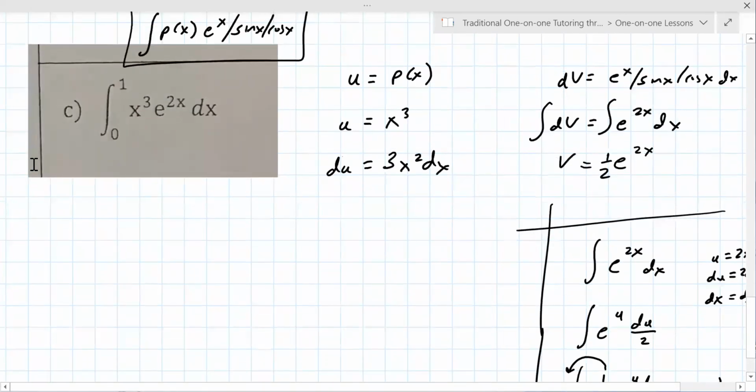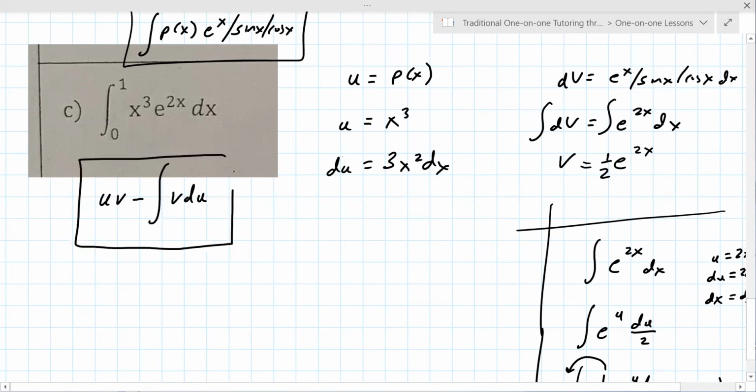Okay. So now integration by parts is the following. It's uv minus the integral of v du. Have you seen that before in class? Yeah. Okay. So you have those pieces. You have u, you have v, you have du. You have everything you need. Now that doesn't mean it's easy. It just means you have everything you need. Your u is x cubed. Your v is 1/2 e to the 2x.